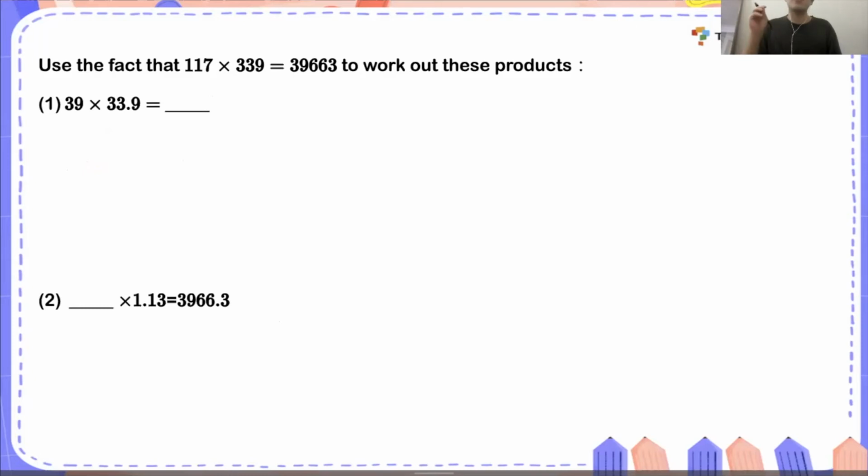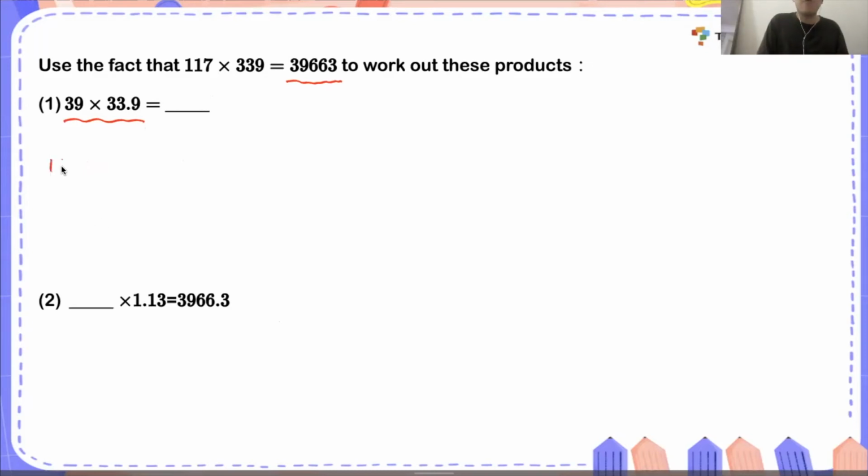117 times 339, that is 39,663, right? So that is a huge number. And how do we have this part? Whoa. How do we have this part? That is a very interesting question. How do we have this part?